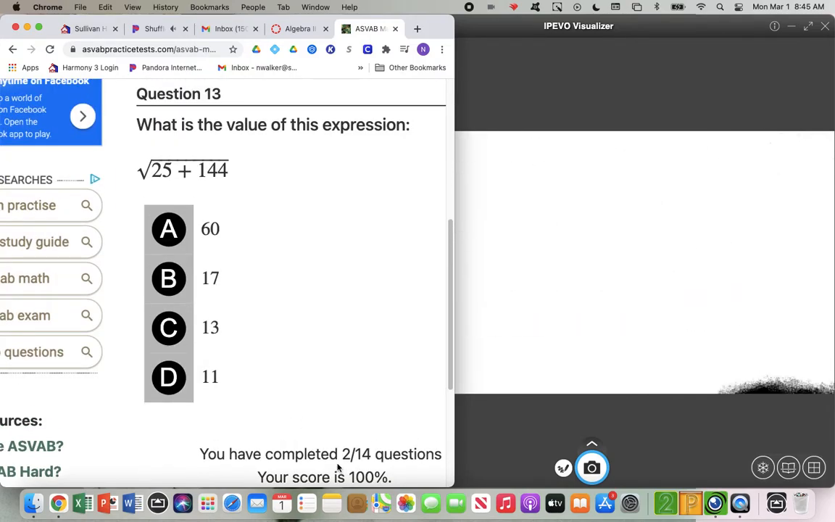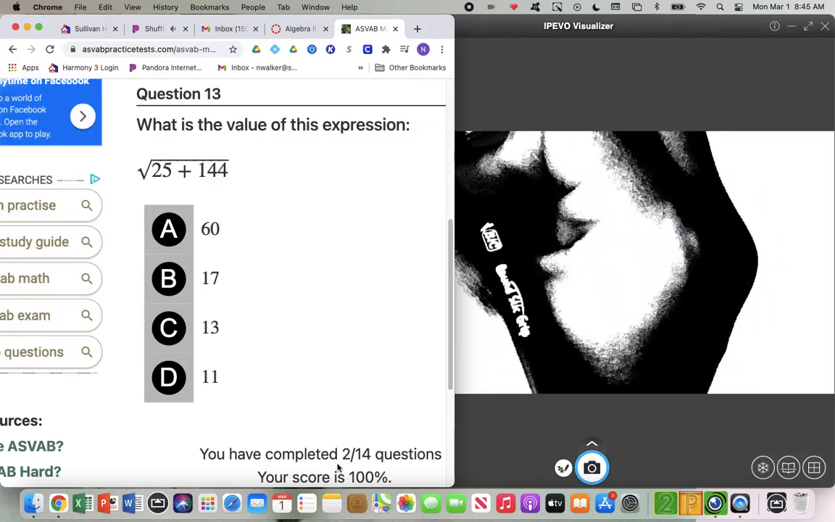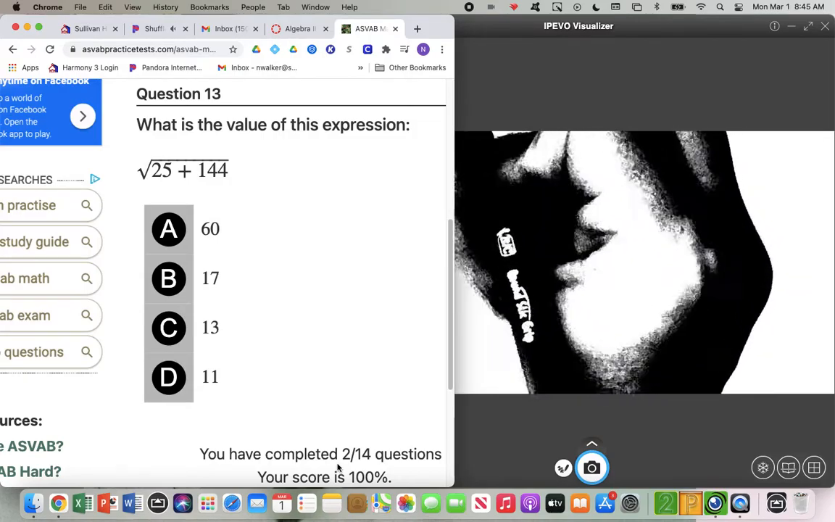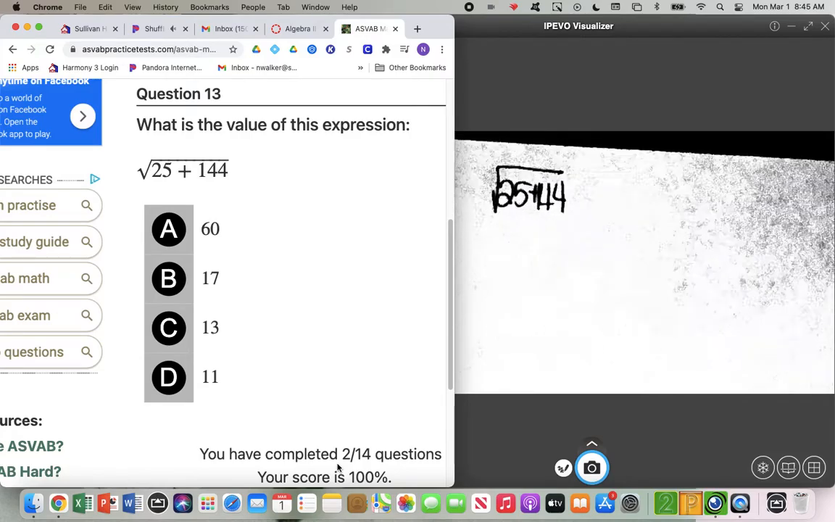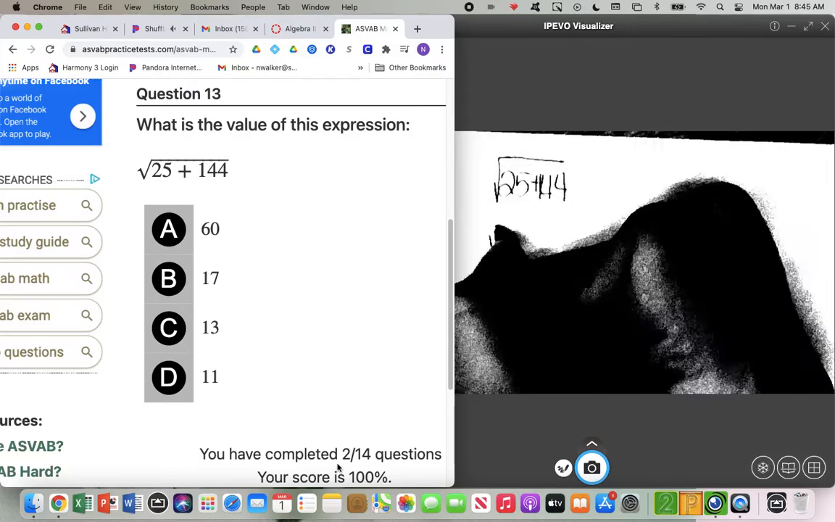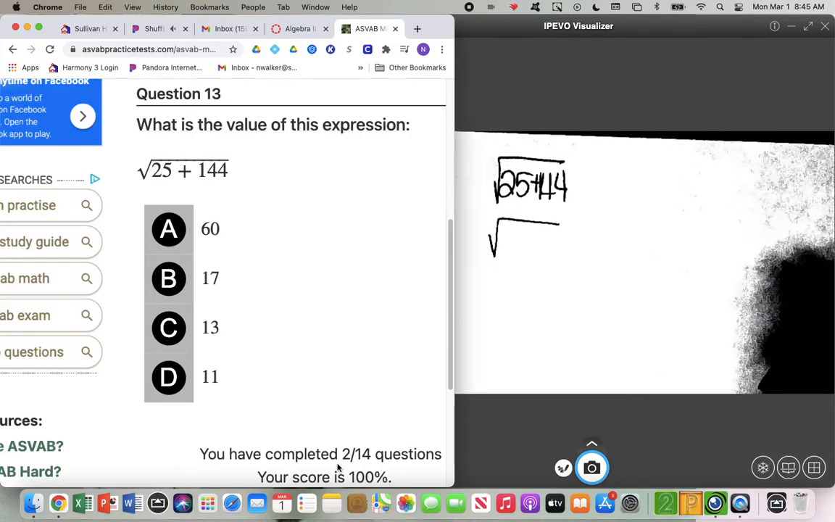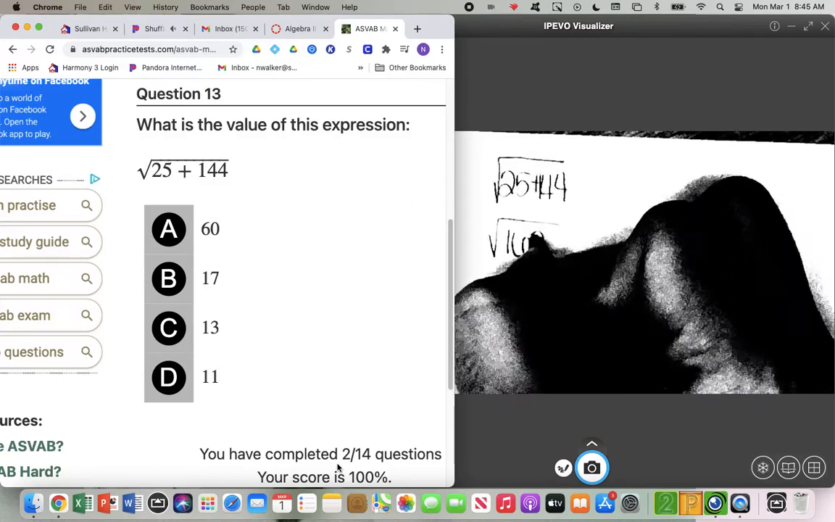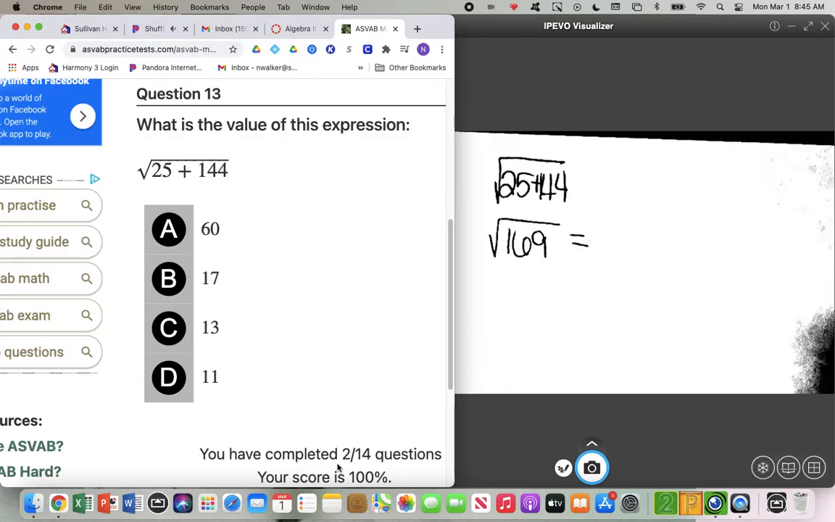If we want to simplify this square root, we've done this with the quadratic formula a ton. So if we want to simplify this, we have to add what's inside first. What is 25 plus 144? Yeah, 169. What's the square root of that? 13.